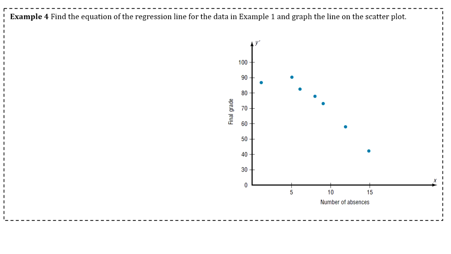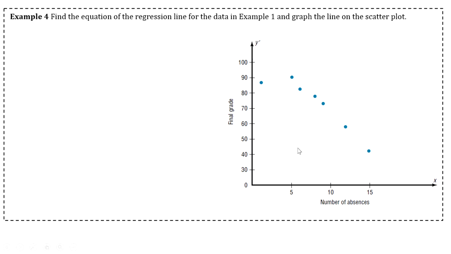Okay, example 4 says, find the equation of the regression line for the data in example 1. So that's example 1 from section 10.1. And graph the line on the scatter plot. So if you have your graphing calculator and you still have that data set from example 1 in your calculator, that's good. If you don't, pause this video right now, go pull up example 1 from your notes and put that into your calculator, because you're going to want that there to be able to do this next step.